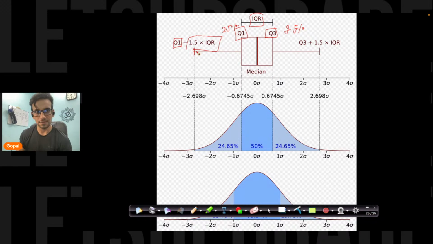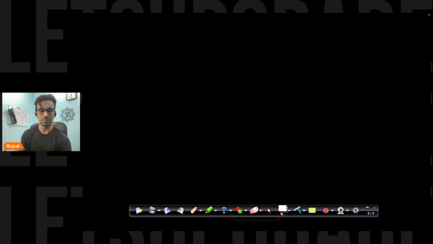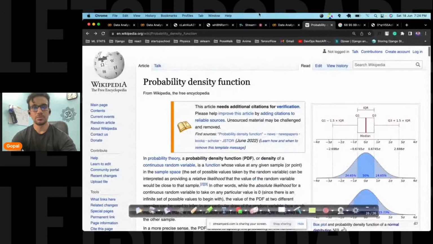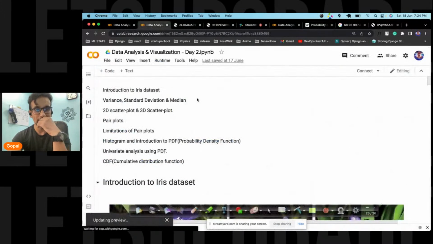Your IQR is good for outlier detection. It is used for that most of the time, but it's not the best metric though. We can actually use kurtosis instead of using IQR. All right.